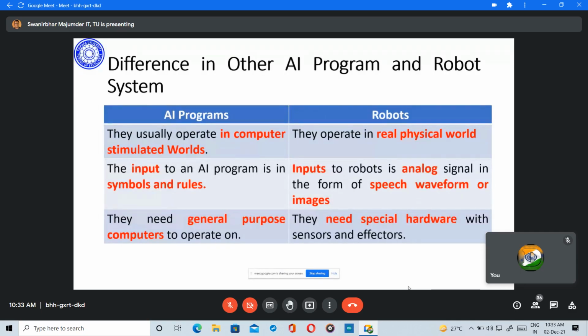whereas in robots you need special hardware with a lot of sensors and actuators, or here it is written effectors, the same thing. You need them to sense the things, whether it is a CCD taking the photo and making it decide, or a video camera taking the video and doing a computer vision application and deciding, or you may be giving a speech based instruction, which we'll discuss in natural language processing. So these are the basic differences between any AI program and any robot system.